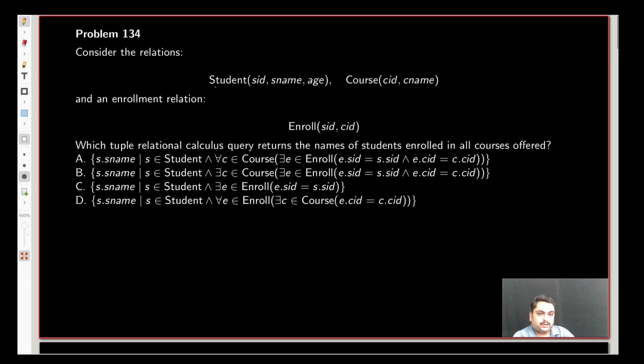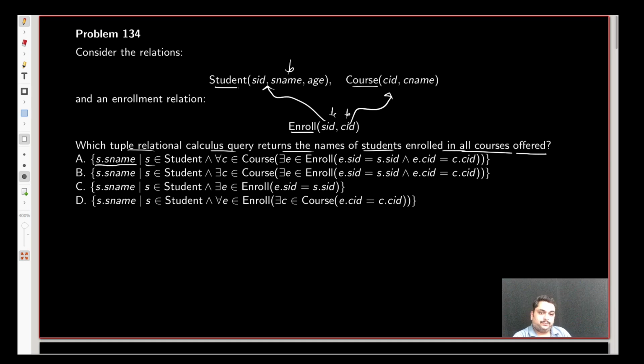Consider the relations student and courses, and then there is an enroll relation which contains student ID and course ID, so it means students register in courses. Which tuple relational calculus query returns the names of students enrolled in all courses offered? When we see all courses, and observe all the options here, we have to select the student name. For this we need what information? I need student ID and course ID, and then from student ID, whichever rows match, from them you select the name.